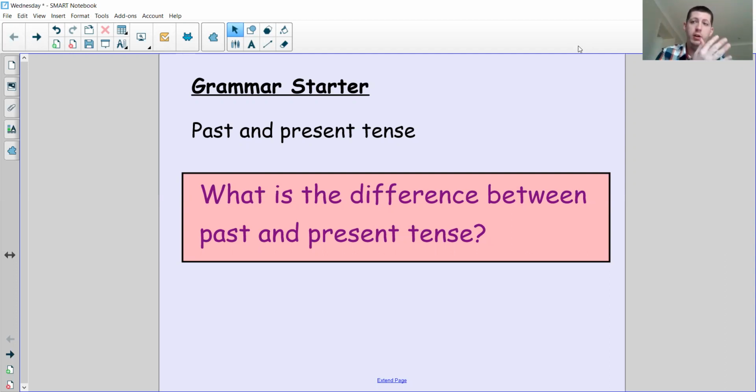I went to the beach. I'm not there now. I went there in the past. But if I was to say I am at the beach, that would be present tense because that's talking about something that's happening right now. I am at the beach. So that would be present tense. So that's the difference between the two.